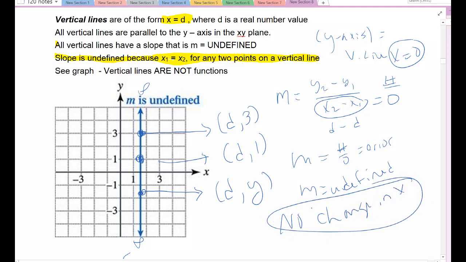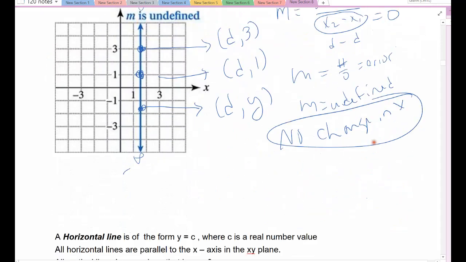And because of that, if you look at it, vertical line, remember when we test for functions, we have the vertical line test. It fails the vertical line test because it is a vertical line. There are infinitely many y values for one x value. Remember, if I've got more than one y value per x value, it's not a function. So vertical lines are not functions. They're special lines, they're important lines, but they're not function lines.